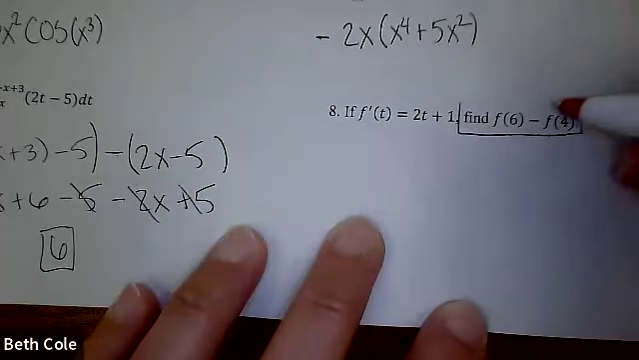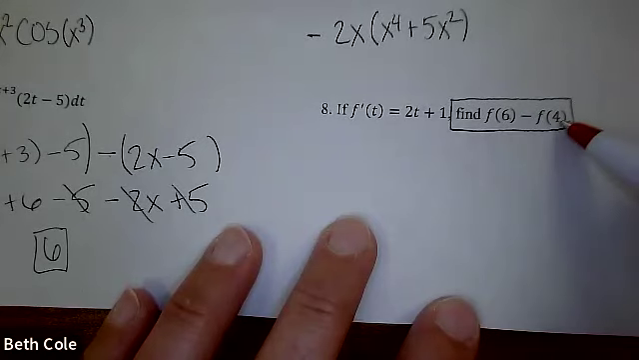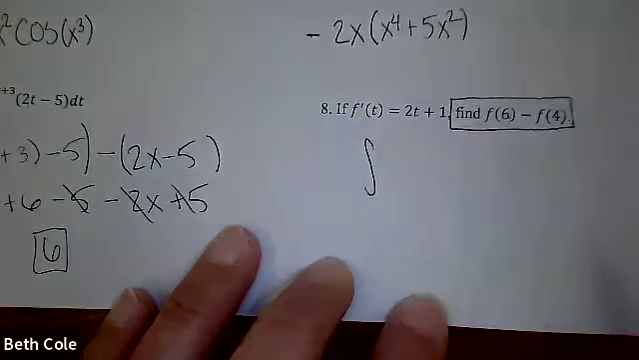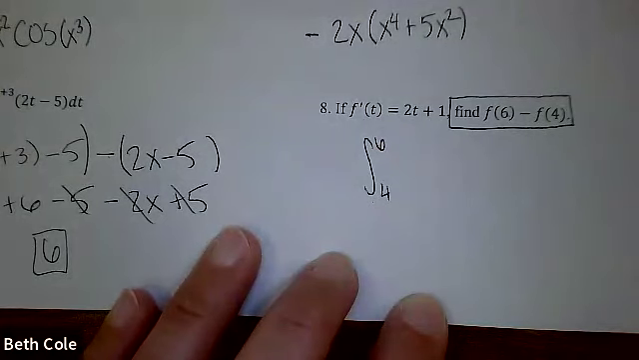Do you see how this says find f of 6 minus f of 4? That should trigger in your mind integral. It's upper boundary minus lower boundary. So when we set up an integral, it's going to be what to what? 4 to 6. And what is the only thing that could go inside of the integral?